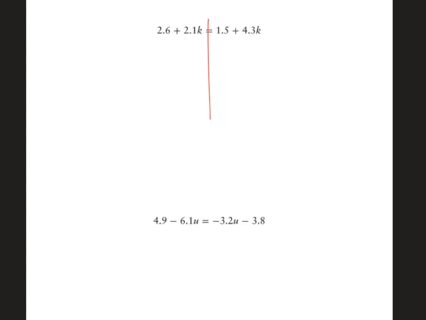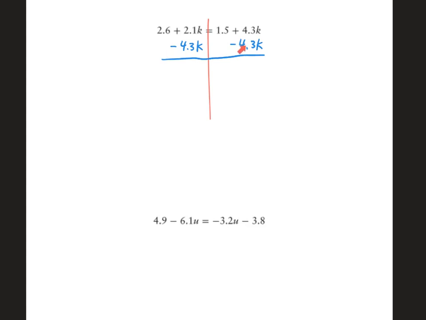So how do we do that? Well, how do we move anything back and forth over the equal sign? We do the opposite of what's happening to it. So this is our term here with the letter, 4.3k. So I want to get rid of it from that side and essentially move it to the other side. So I'm going to subtract 4.3k from this side, and whatever we do to one side, just as every other equation, we have to do to the other.